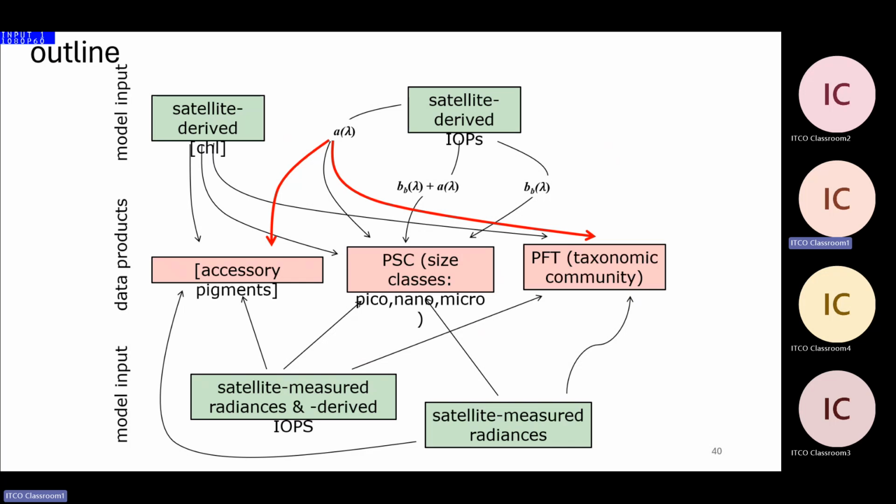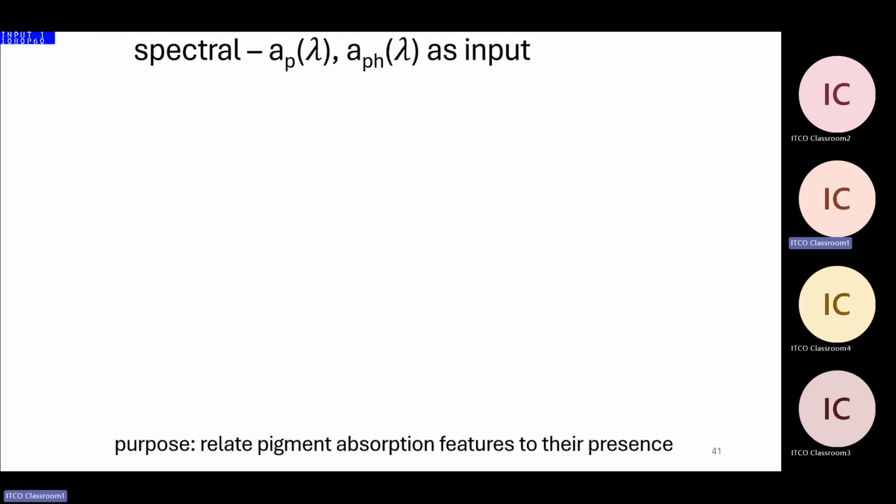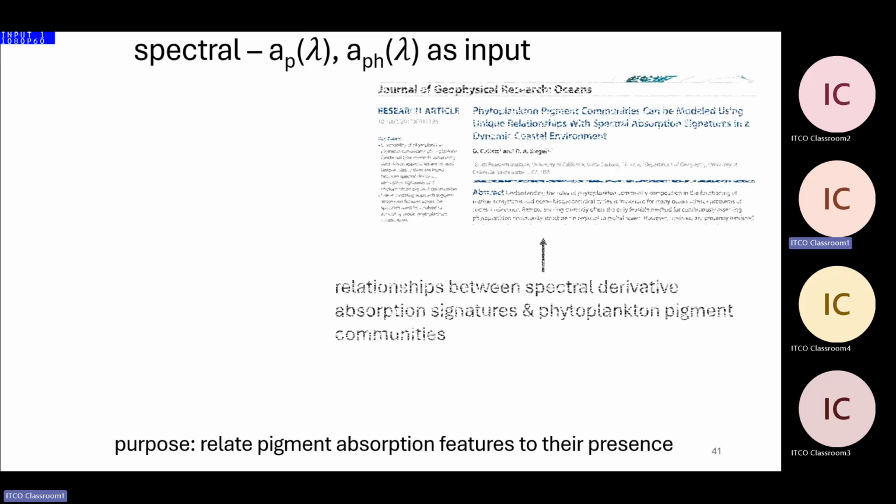Next pathway on the spaghetti diagram, going from total absorption down to accessory pigments and phytoplankton community composition. So we could use the particle absorption coefficient or the phytoplankton absorption coefficient as an input. This was work by Dylan Catlett and Dave Siegel, and essentially they were looking at the derivative spectrum.